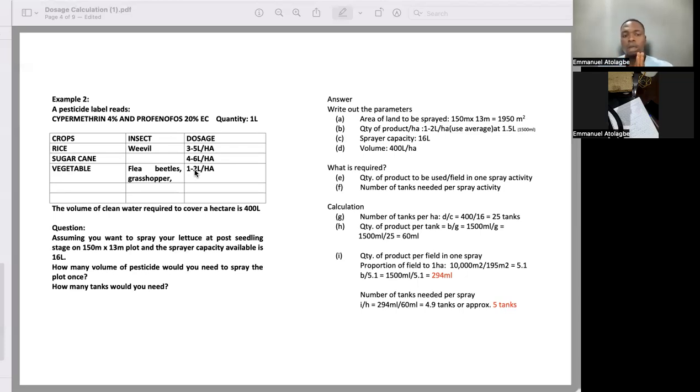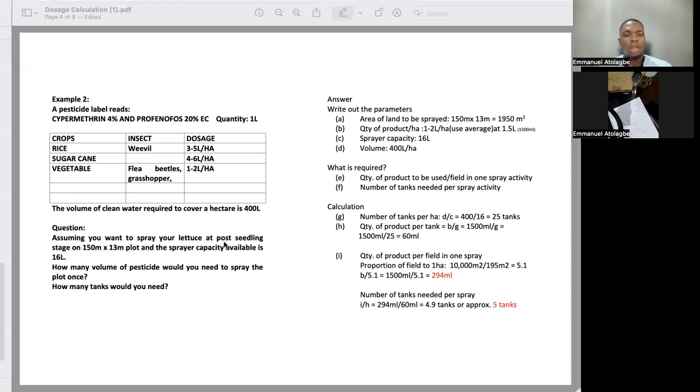Now, to make it easy for you, you calculate for 1 hectare first. Then whatever answer you get for 1 hectare, you divide it by the square meters you have been given. Then whatever you get, you divide by the mil that is required to put inside 1 knapsack. Then you get your answer for the first and the second one. This is just me trying to speed up things.